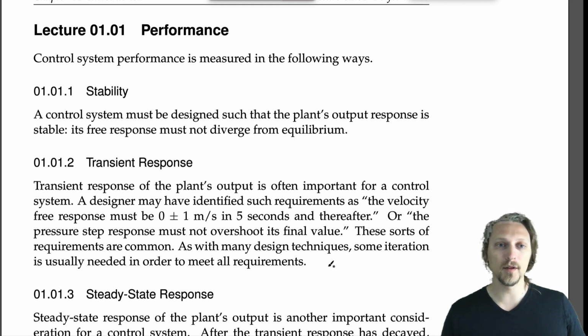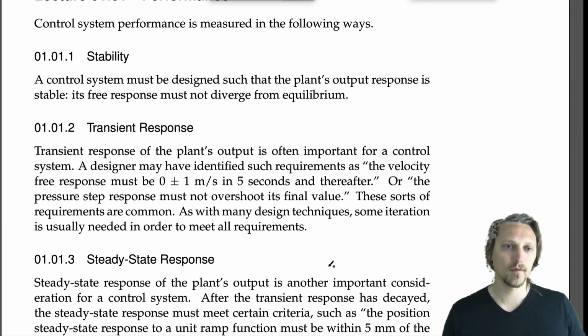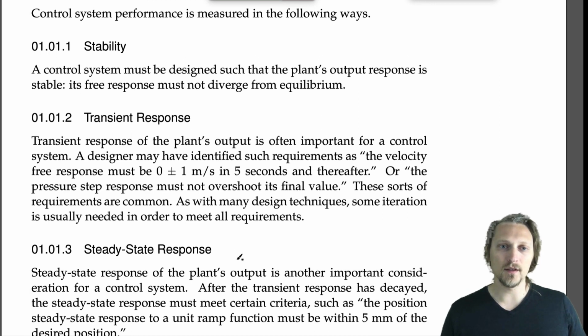So stability becomes very important in control systems, and so stability is sort of the first criterion for the performance of a control system. The second is transient response. So the transient response of the plant's output is often important for a control system.